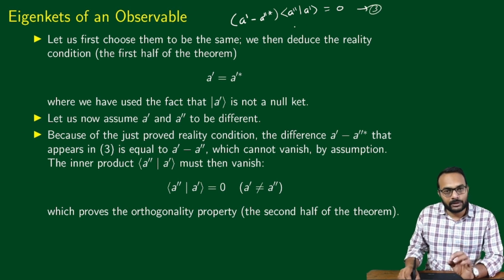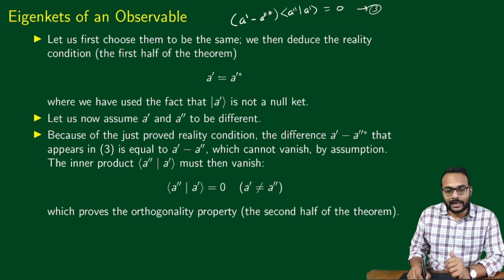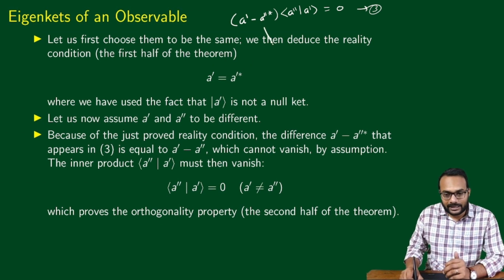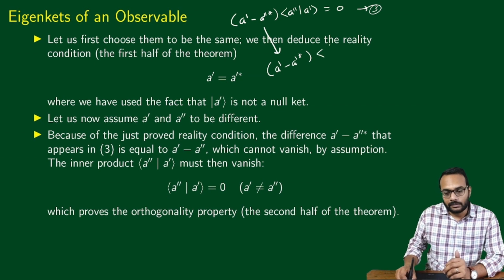Now we said that there can be two cases. The first case is that these eigenvalues could be the same. So let's first choose the eigenvalues to be the same. We then deduce the reality condition that A prime has to be equal to A prime star. So this equation becomes A prime minus A prime star, times the bracket A prime A prime, is equal to 0.